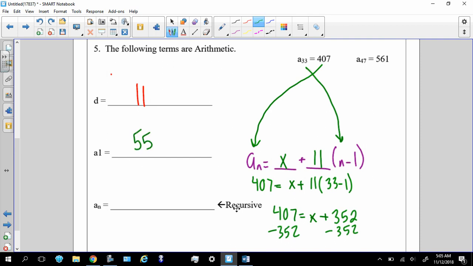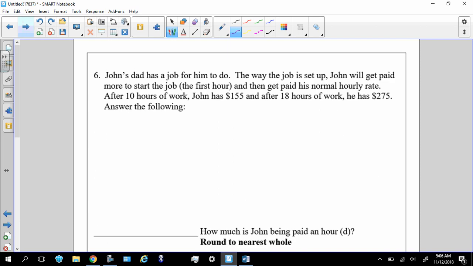Now my recursive, remember, is my previous term, and what am I doing to that previous term? Well, look at your common difference, 11. It's positive, plus 11. There you go.